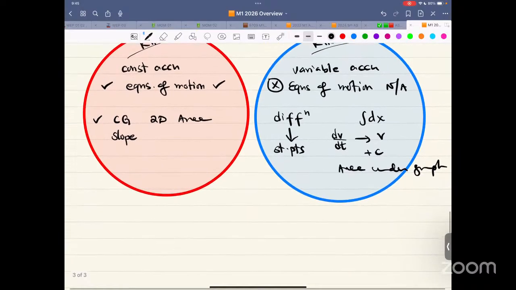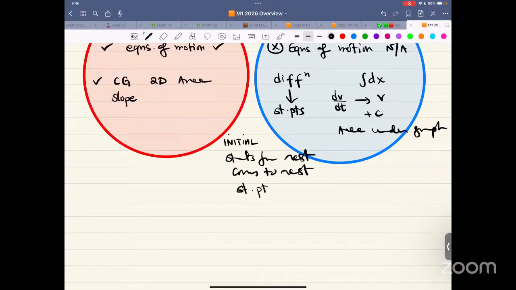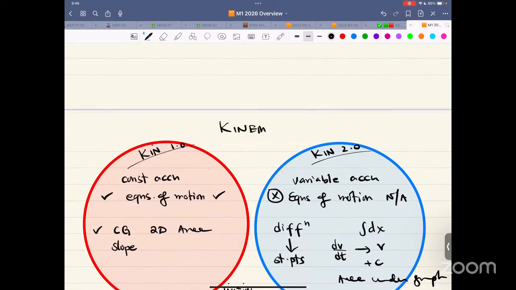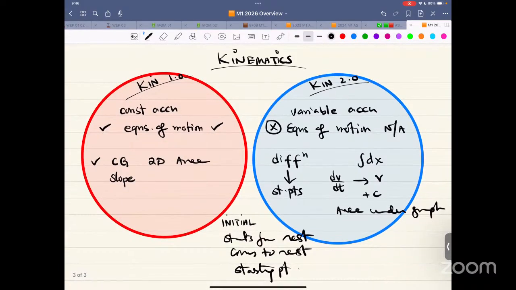And of course, there are some common things between the two. That is, words like initial, starts from rest, comes to rest, comes back to starting point. So these are comes back. That's not a stationary point, that's the starting point. So hold for a second. These are some of the common things about kinematics. And I have done some basic stuff which will give you clarity of concept over here. So this thing is done.